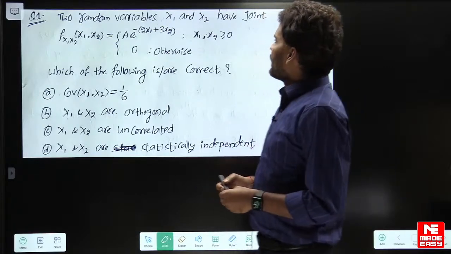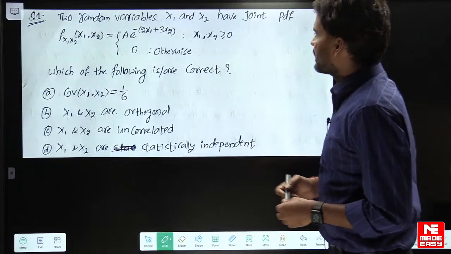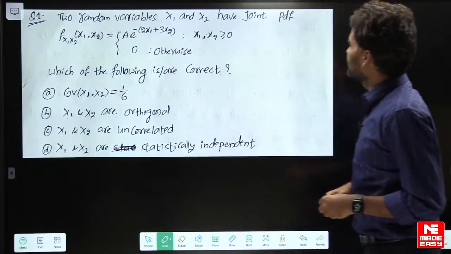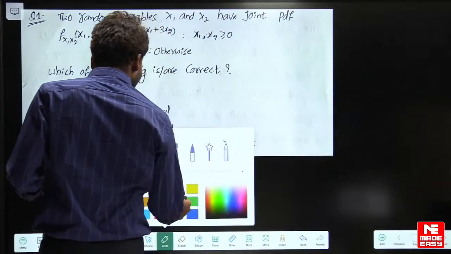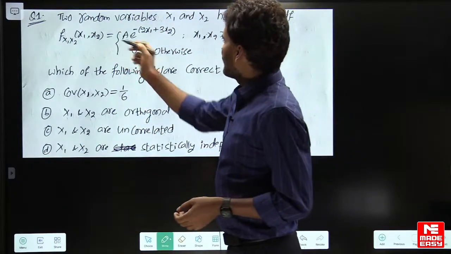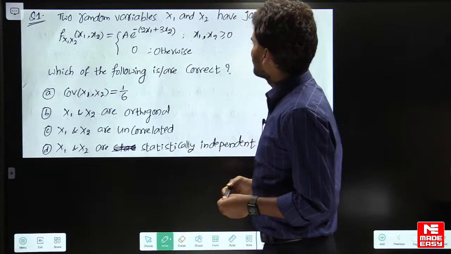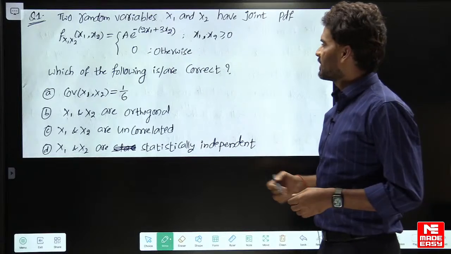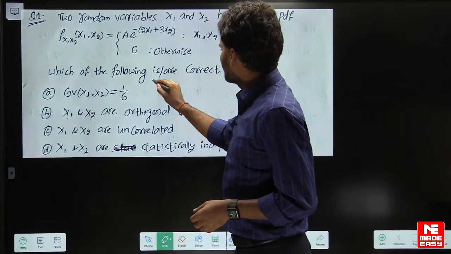Okay, fine. Let me start with this first question. Let me read it. Two random variables x1 and x2 have a given joint PDF: f(x1, x2) equals a times 2 e power minus (2 x1 plus 3 x2), where x1 and x2 both are greater than or equal to 0, and 0 otherwise. Then which of the following is or are true?